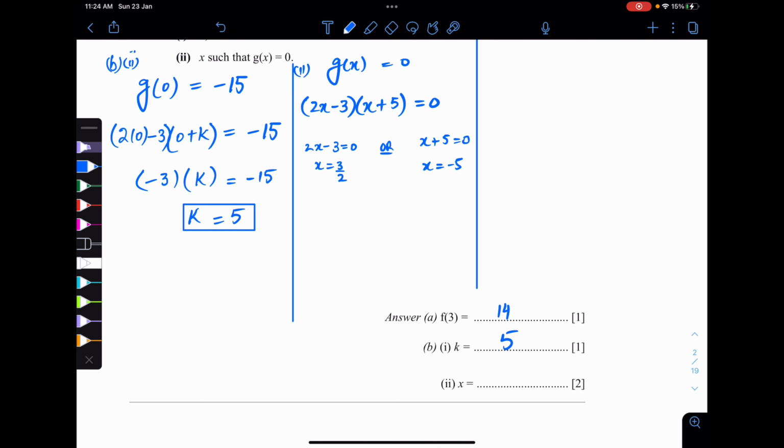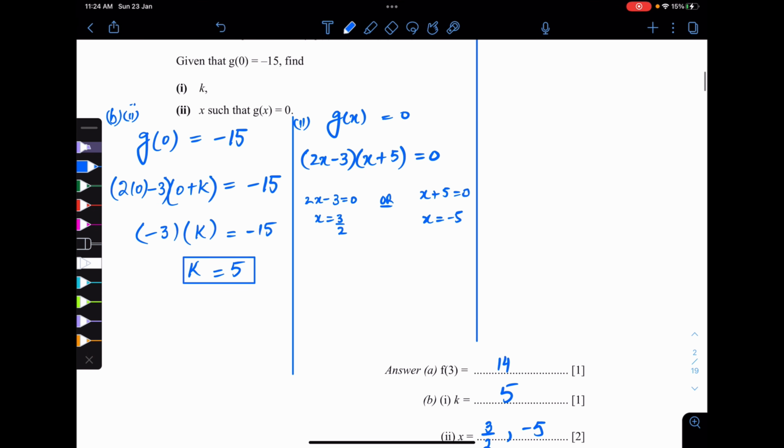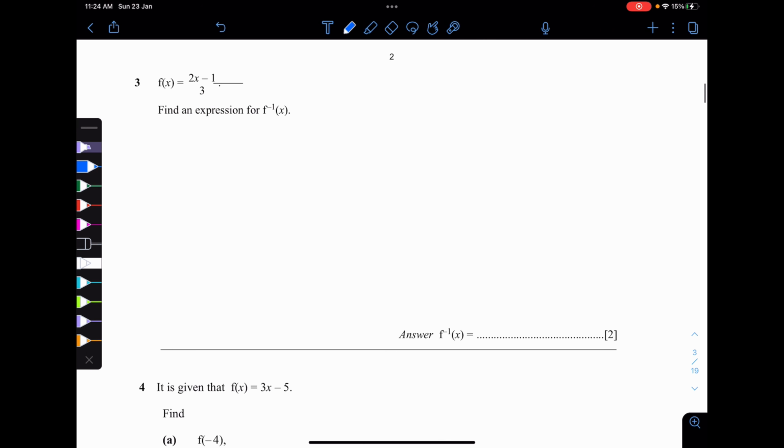If you're having trouble understanding this, I'm going to put a link for algebraic solving or factorization videos in the description below. You can go and access that, and once you've done that, this part will be really simple for you guys. Let's move to question number 3.